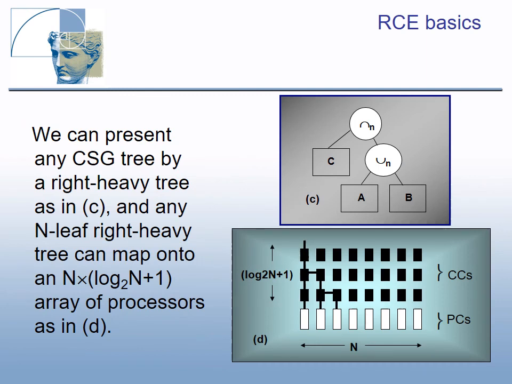However, if implemented directly, such a structure would require a different number of processors for each CSG solid. We can represent any CSG tree by a right-heavy tree as shown in image C, and any right-heavy tree with n leaves can be mapped onto an n times log n plus 1 array of processors, as shown in image D. N of these processors are primitive classifiers, and others are classification combiners. This matrix of processors can intersect a grid of rays with a CSG solid very effectively.